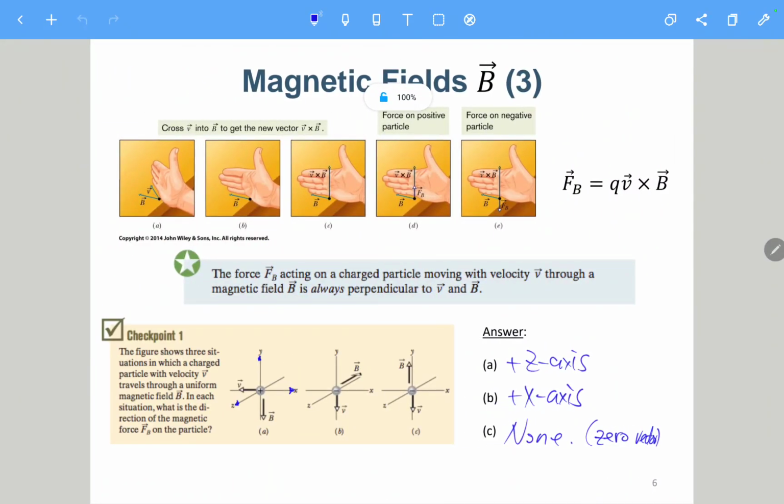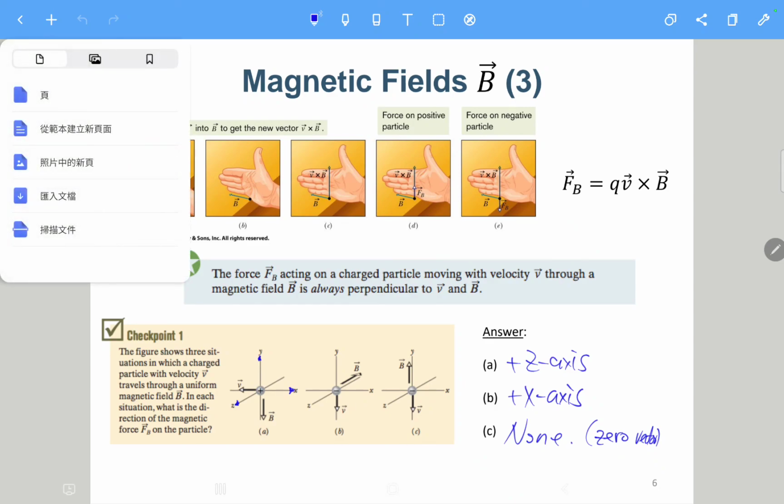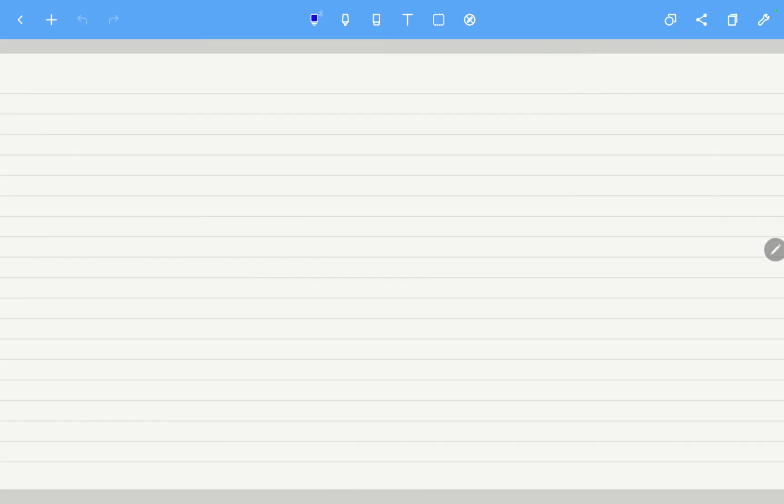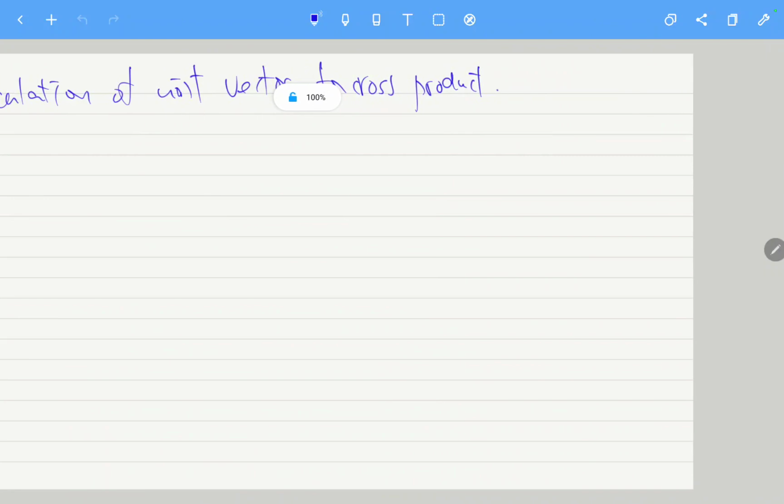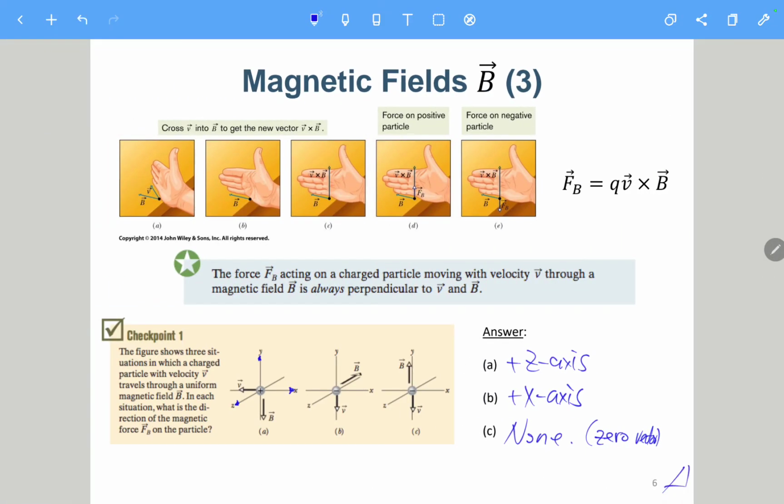Maybe I just mark it down. Before we move forward, I will supplement the calculation of the unit vector for the cross product, just in case I forget next time. Okay, so let us stop here today.